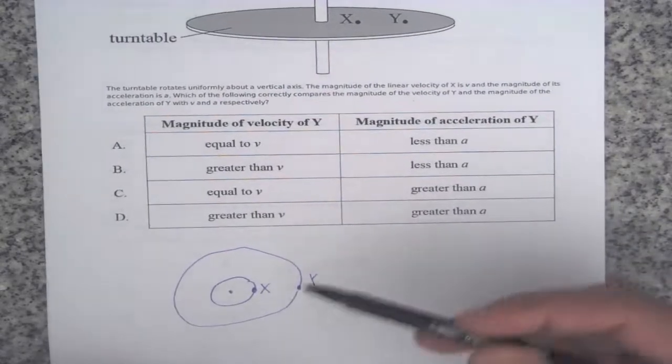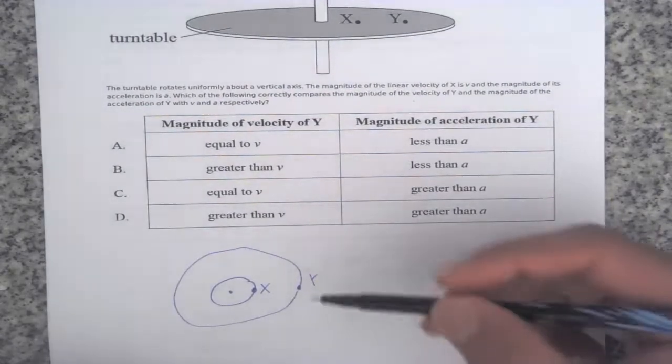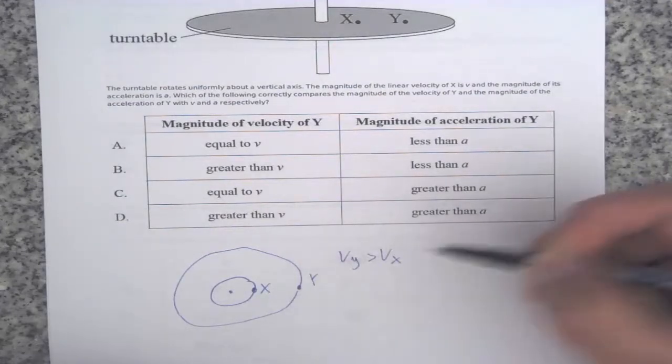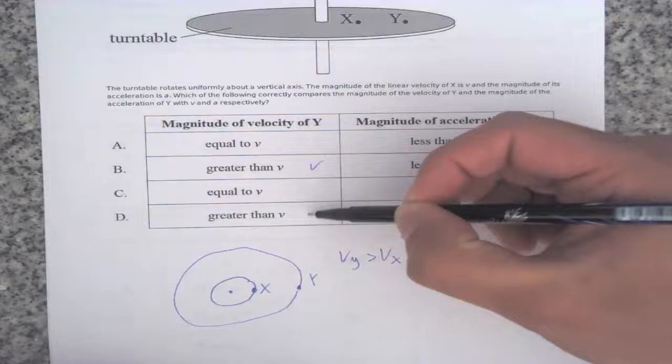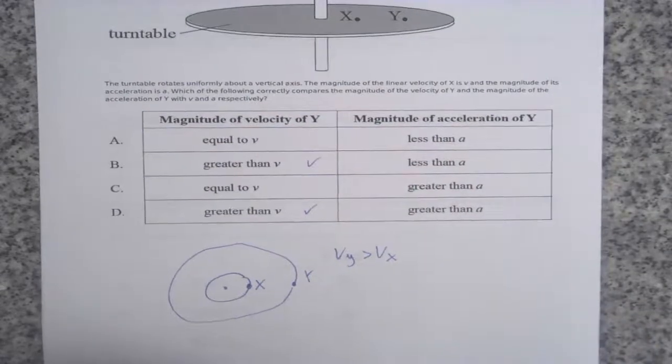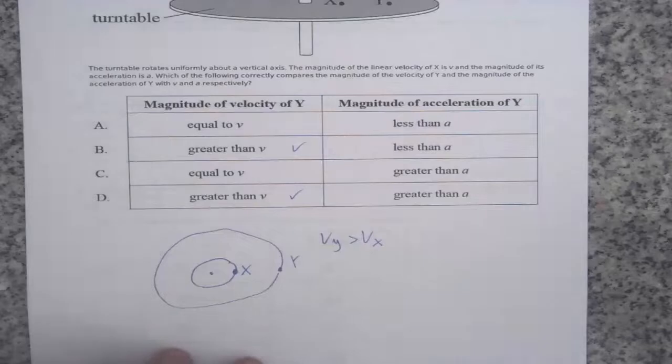So the y crosses more distance, and at the same time, of course, the velocity of y is bigger than the velocity of x. So it can be either B or D. Now we need to figure out what is happening with acceleration.